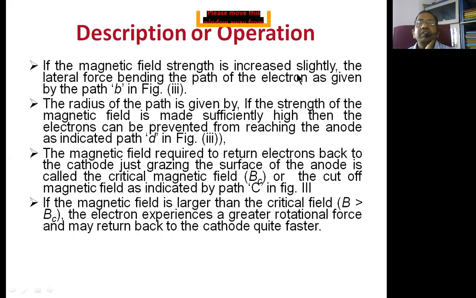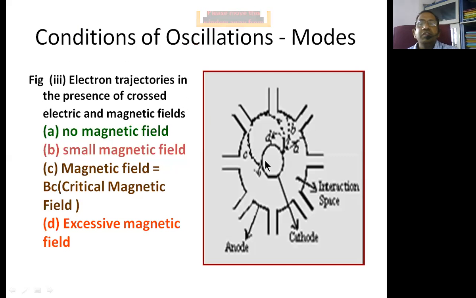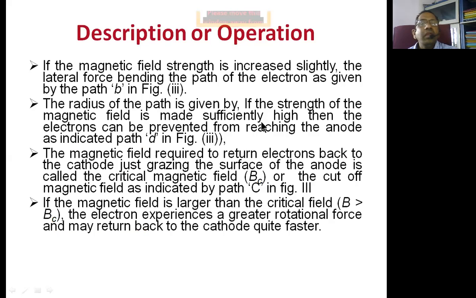When the magnetic field strength is increased slightly, the lateral magnetic force bends the path of the electron, as given by path B in figure 3. So it is going to bend the electrons. Now here also there is no EM field generated. The radius of the path depends on the strength of the magnetic field. Now if I increase the magnetic field a little bit more than for path B, then the electrons can be prevented from reaching the anode, as indicated in the figure.